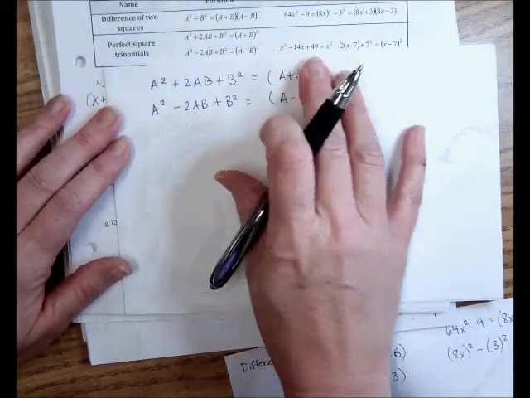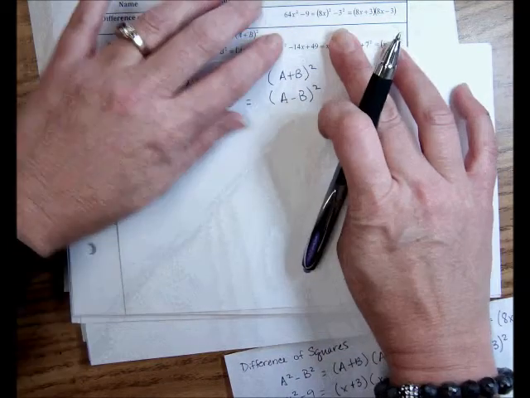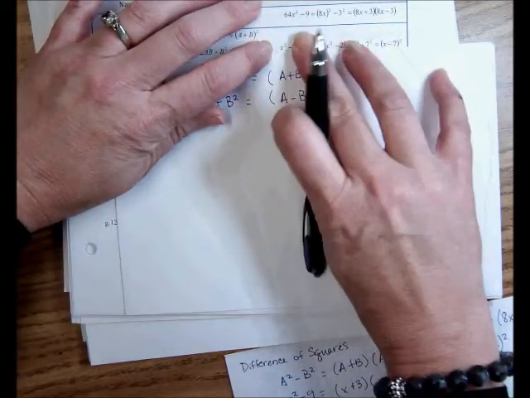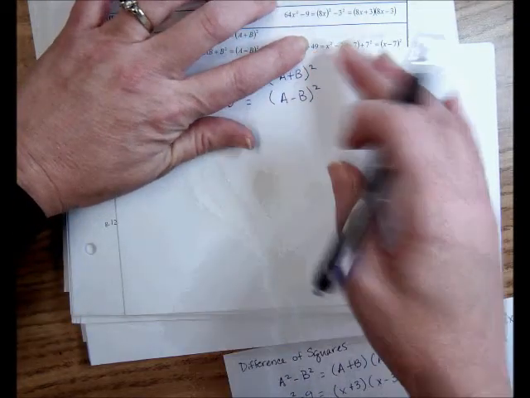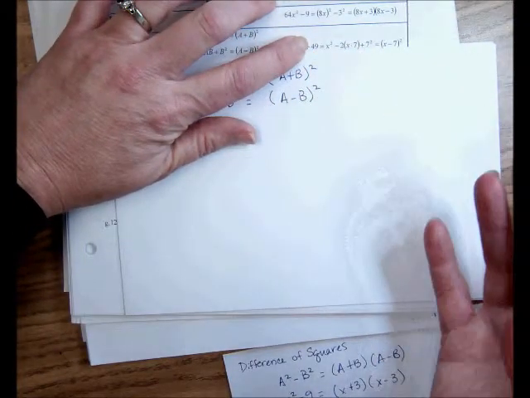Let's look at some examples of this. If you look right here, this first term is a perfect square, so a would be x. My second term here is a perfect square, that would be 7 squared.